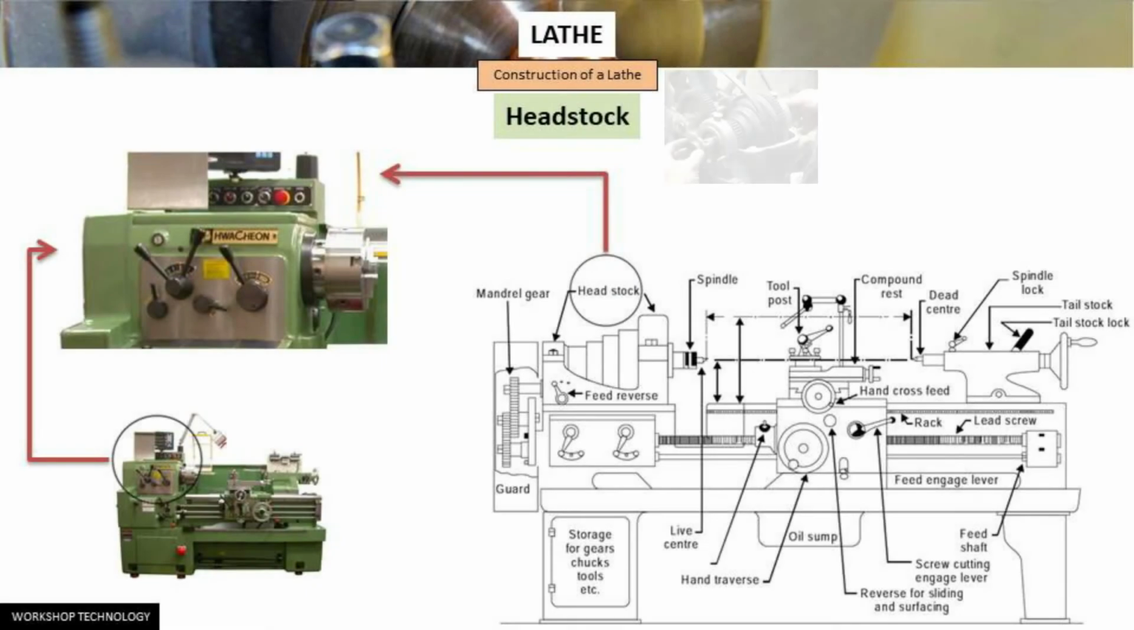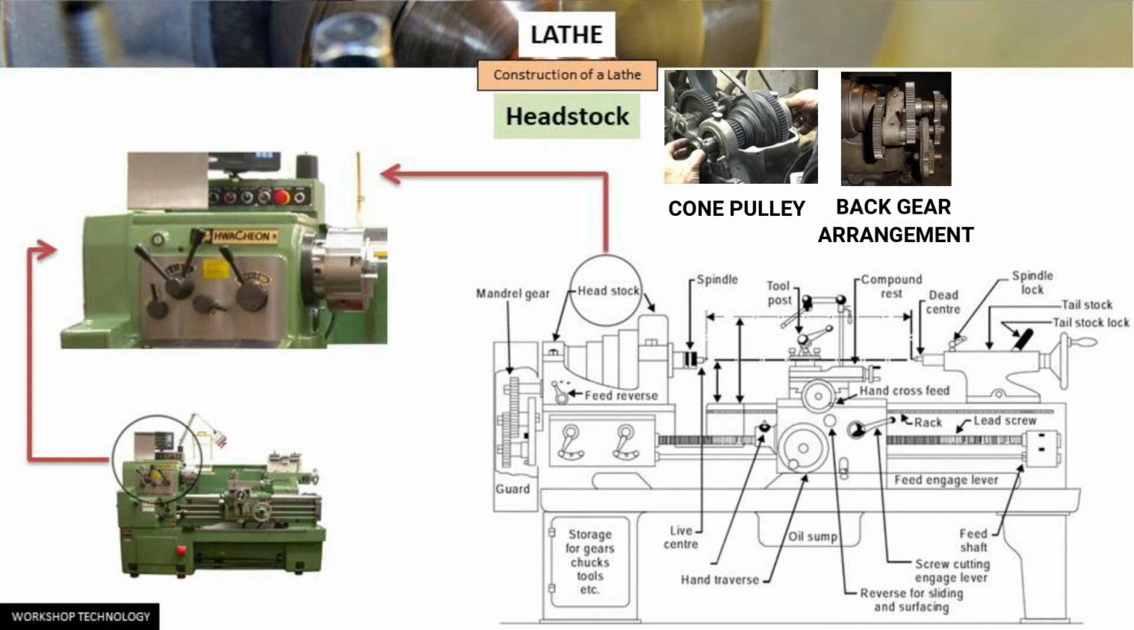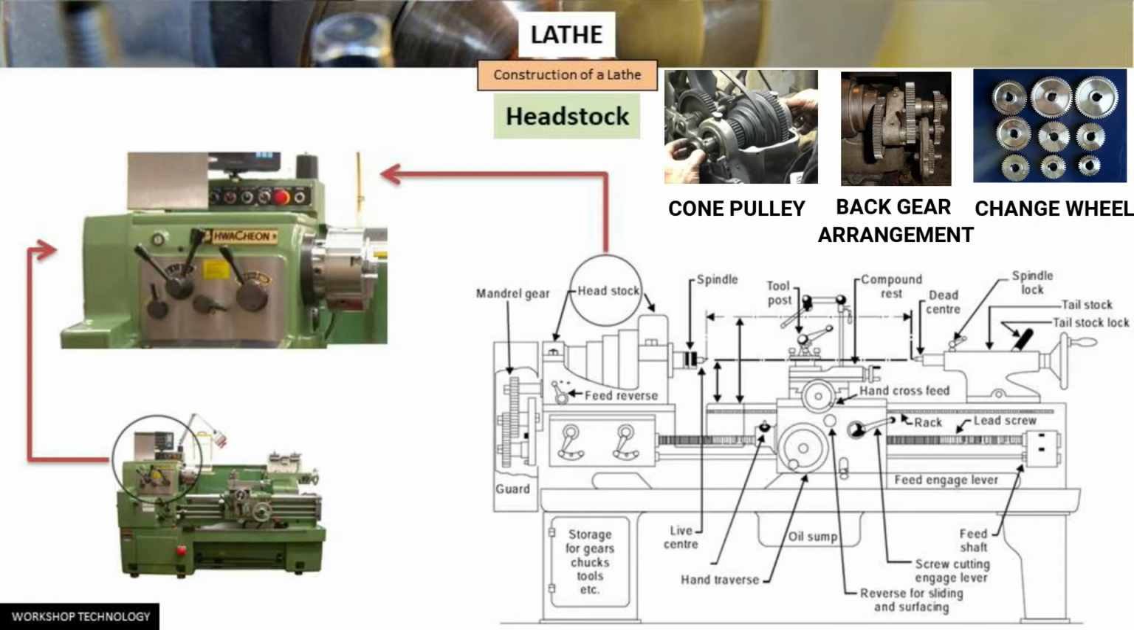The cone pulley is also attached with this arrangement, which is used to get various spindle speeds through the electric motor. The back gear arrangement is used for obtaining a wide range of slower speeds. Some gears, called change wheels, are used to produce the different velocity ratios required for thread cutting.